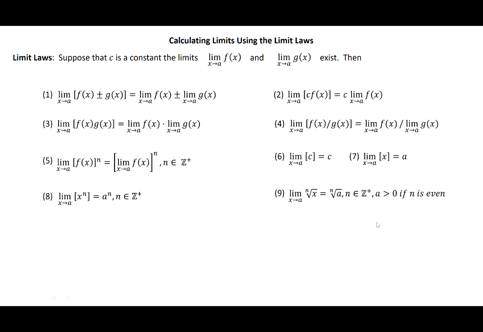And, whoa, what's with this? a is greater than 0 if n is even. Any idea why that is? Can you think of an example? Apparently, a must be greater than 0 if n is even. Can you pick an even number? 2 is an even number. So we have the 2nd root of x, that is, square root of x.